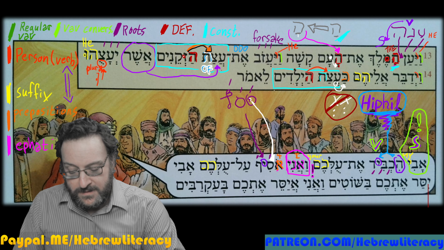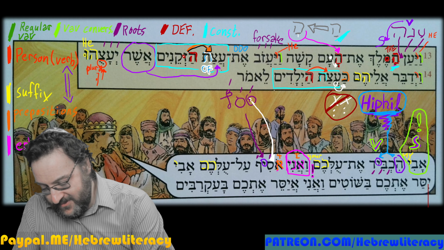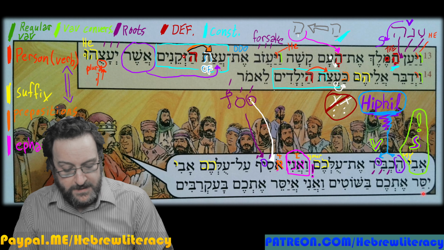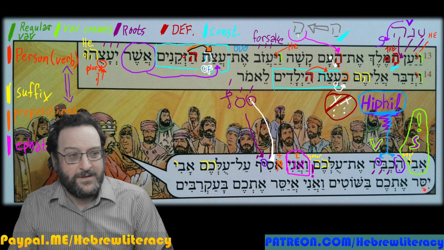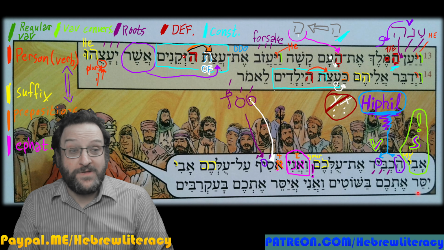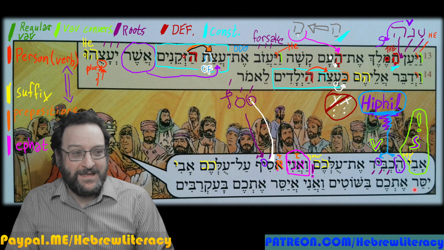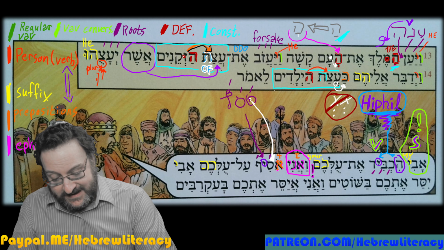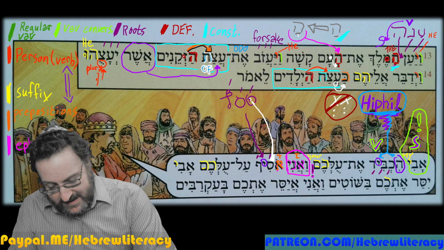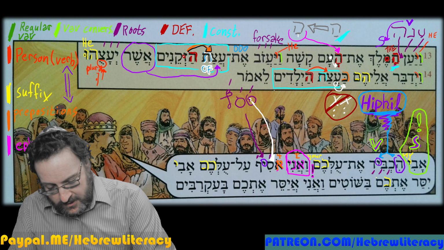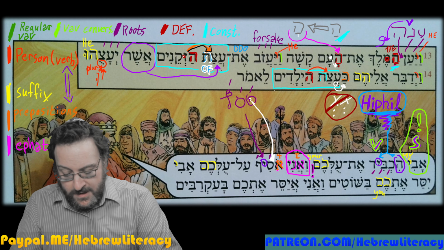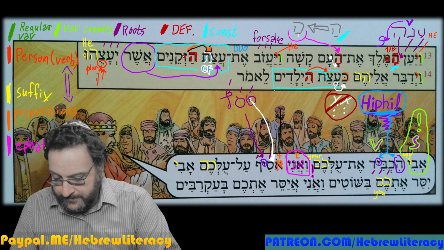So Avi, my father, Yisar, corrected. This is where we get the word musar from, discipline. He corrected or reproved etchem. This is the DDO with a suffix on it. Etchem, y'all. He corrected y'all or you. Ba shefatim. Pardon me, ba shotim.